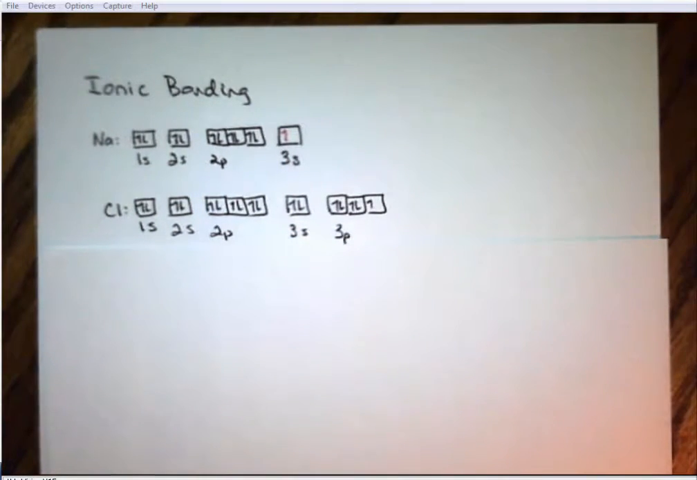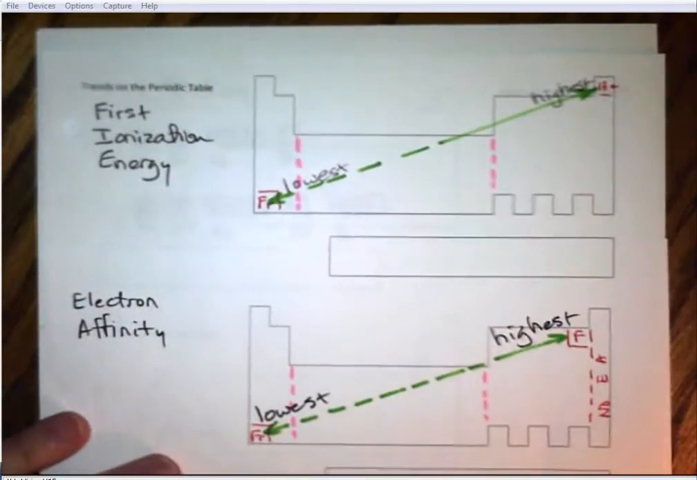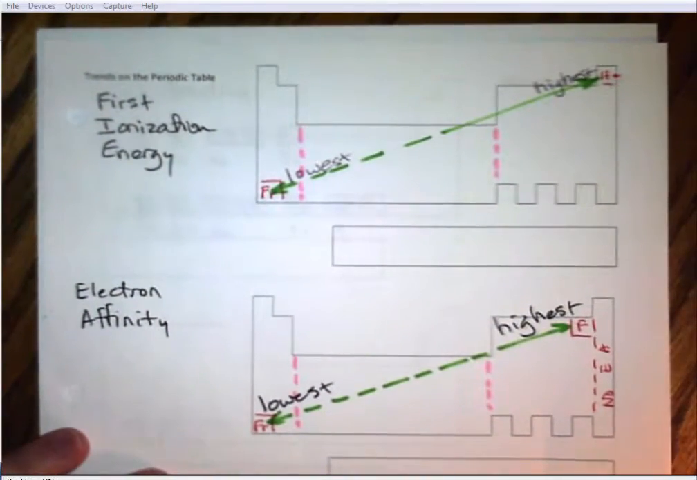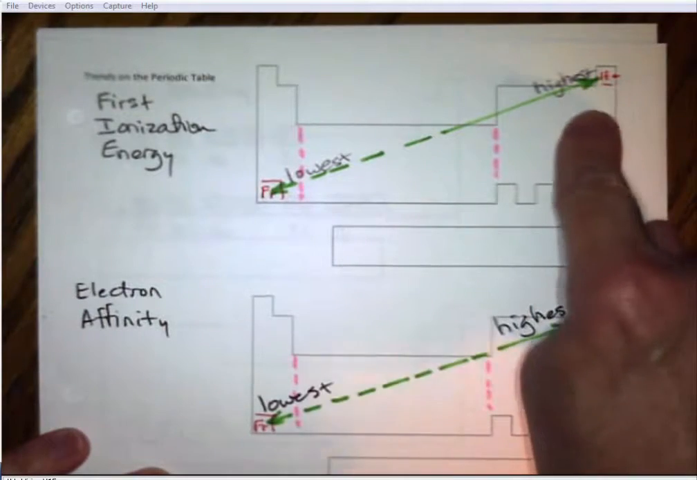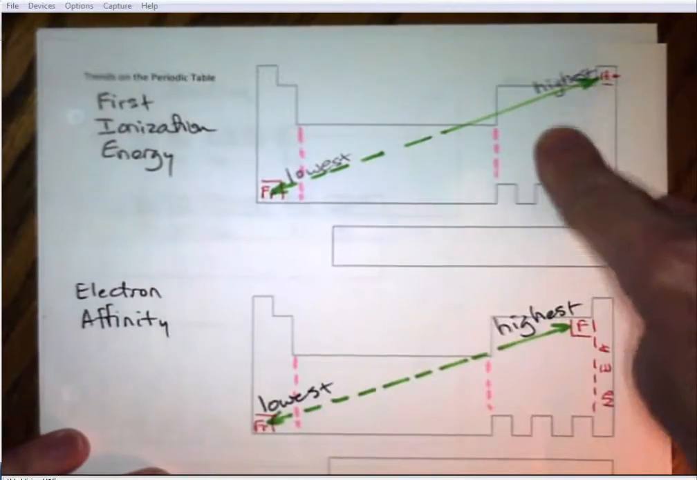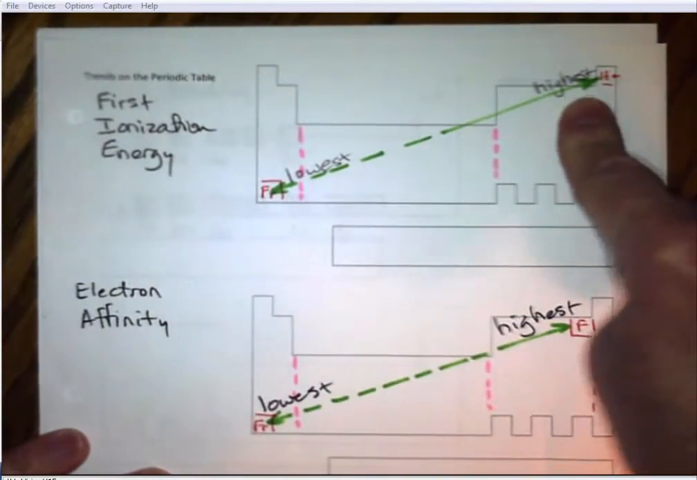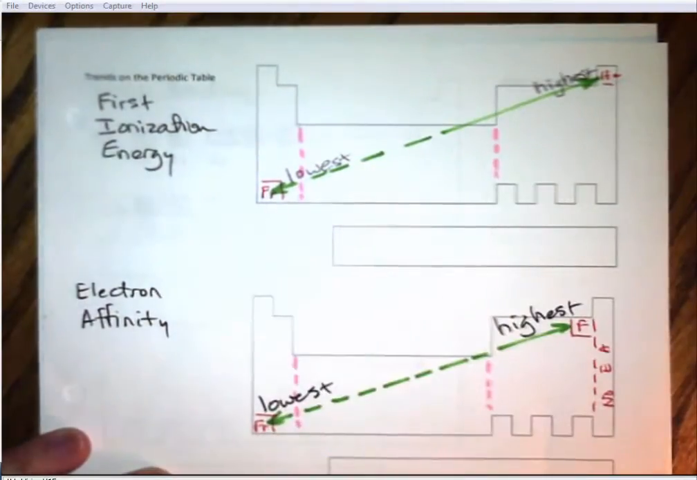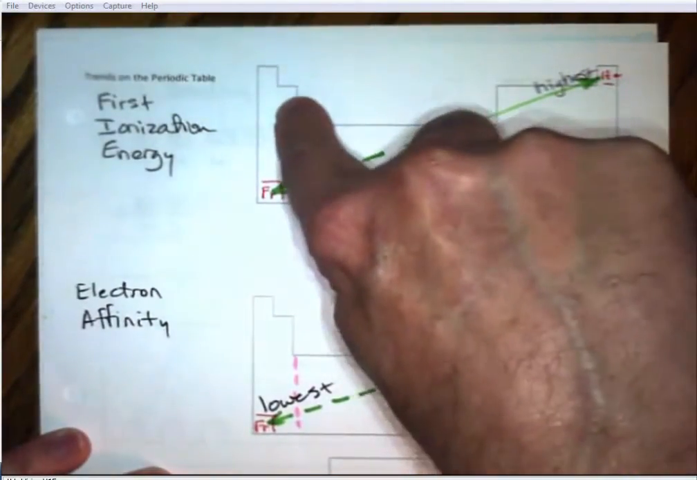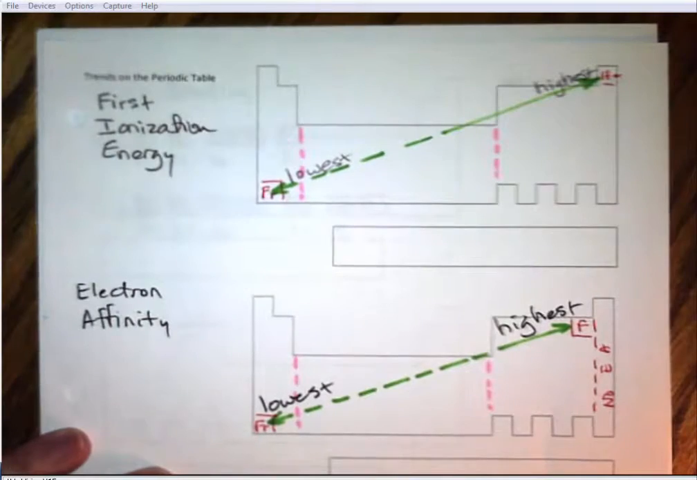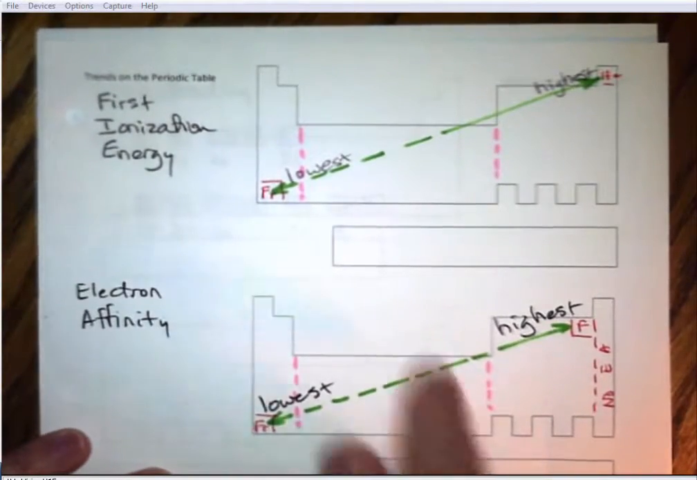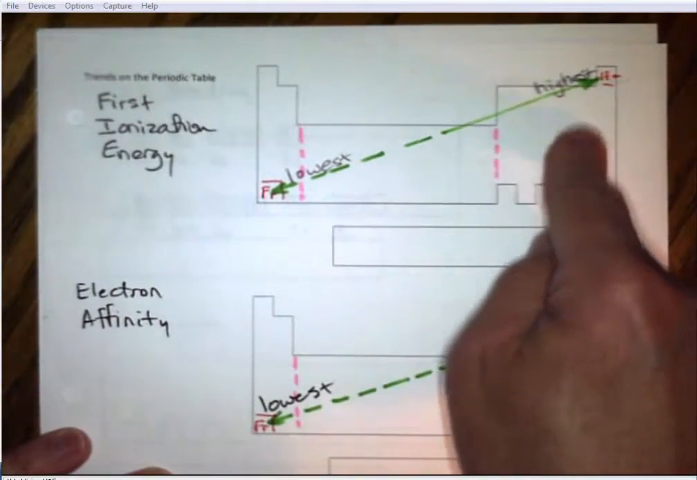Now we're going to relate that back to some more of our periodic table outlines. Okay, here's first ionization energy. Remember that everything over on this side of the periodic table has a high first ionization energy, and over here has a low first ionization energy. So sodium is located right here on the low side. It gives up an electron easily, much more easily than, say, chlorine does over here.